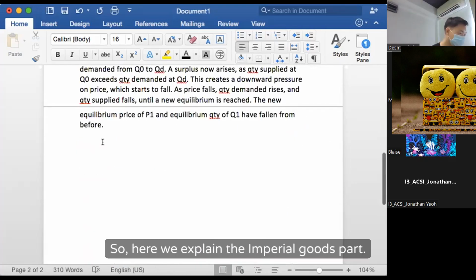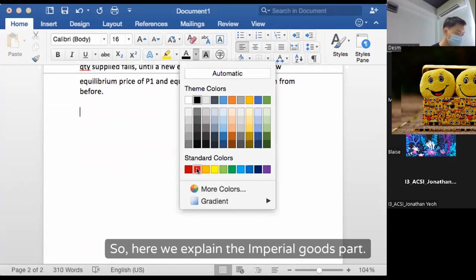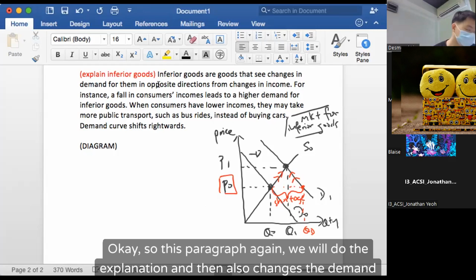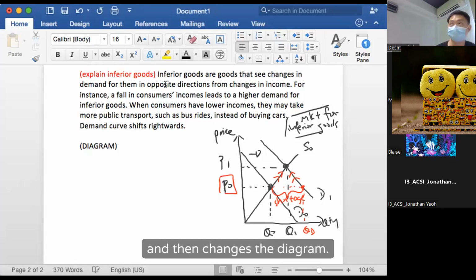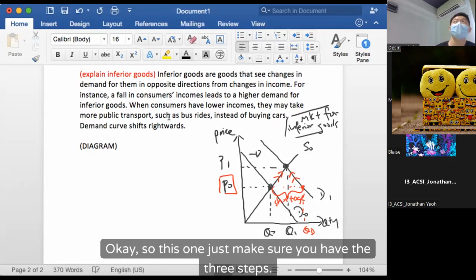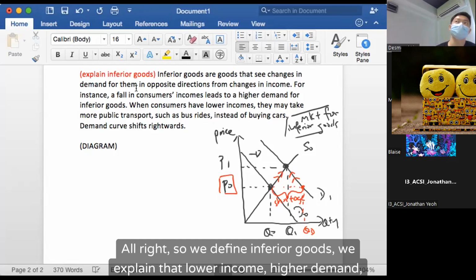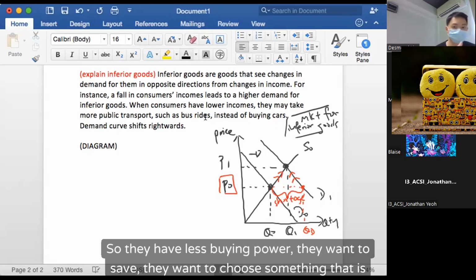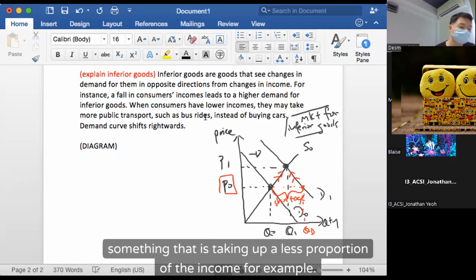So here we explain the inferior goods part. In this paragraph, we will do the explanation, and then also the changes in demand and the changes in the diagram. Just make sure you have the three steps. We define inferior goods. We explain that lower income means higher demand, for example for bus rides, or the MRT. They have less buying power. They want to save. They want to choose something that is cheaper, something that takes up a smaller proportion of their income, for example.